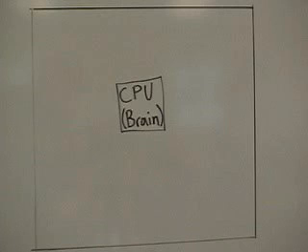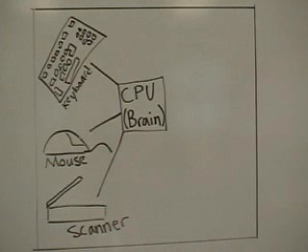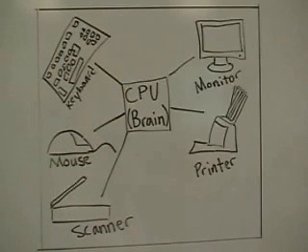This is the CPU, or Central Processing Unit. This is the brain of the computer. It reads program instructions and executes them, and also relays information to and from the other devices.